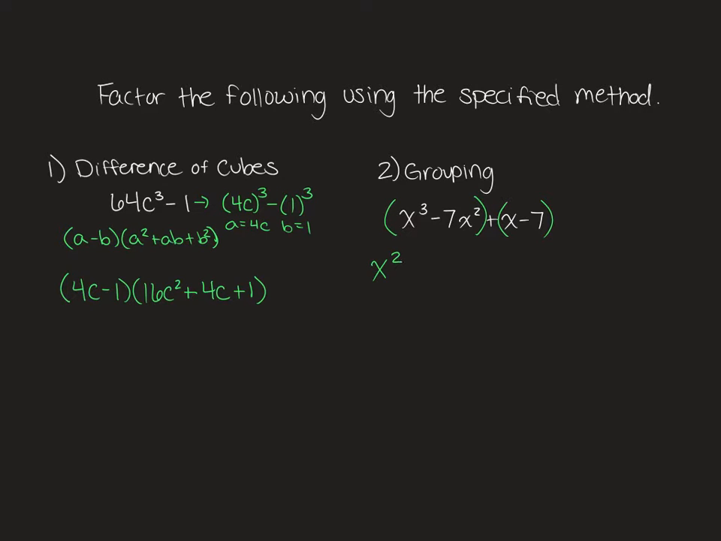So I will factor out an x squared from the first one. That leaves me with x minus 7. Now remember that you want them to be the same, so there's actually nothing to factor out of the second group except for a 1. Okay, and so we'll have x minus 7.